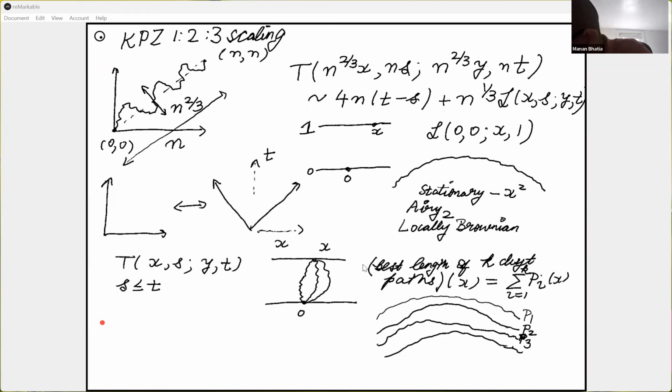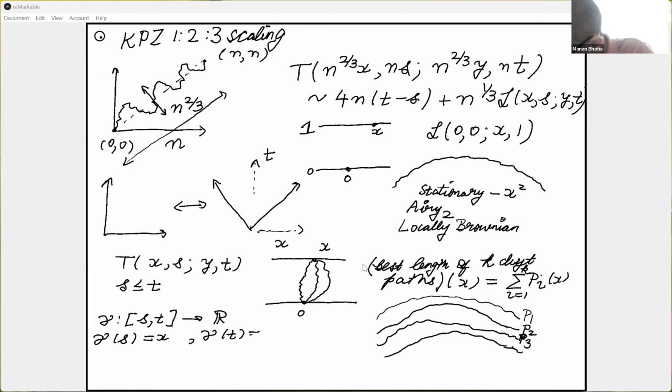So if you have a path, say gamma, from s to t to R, and say gamma of s is equal to x and gamma of t is equal to y, it's a path going from x to y. And if I want to define its length, you can define it. What you do is you consider all subdivisions.